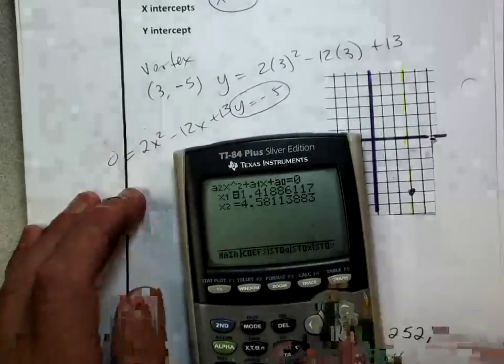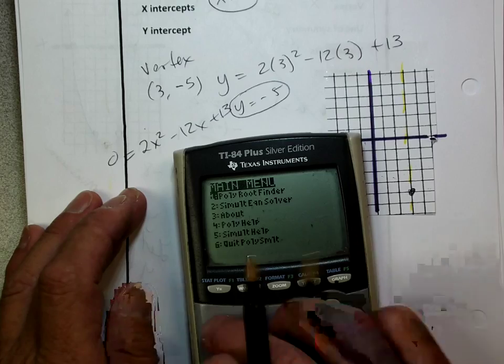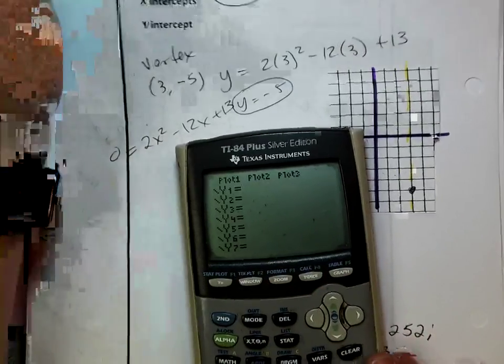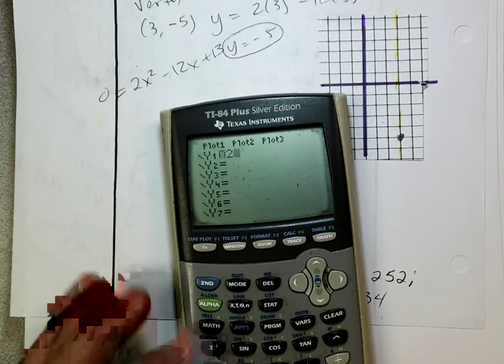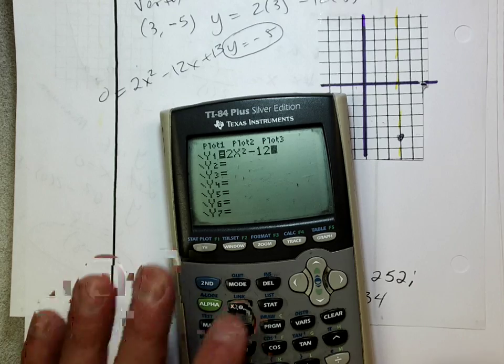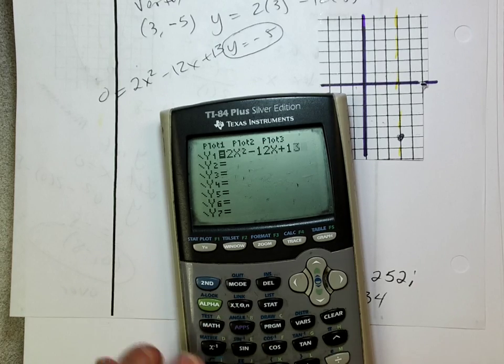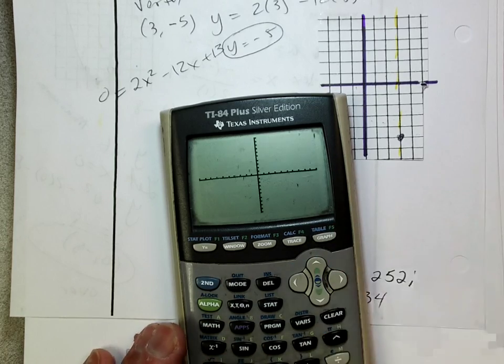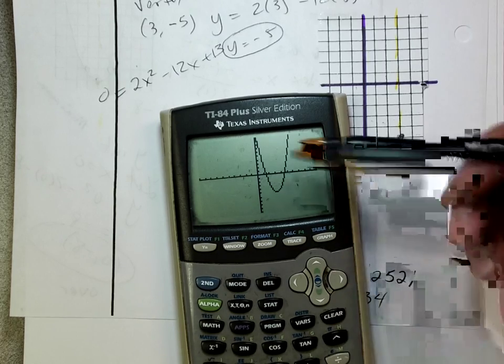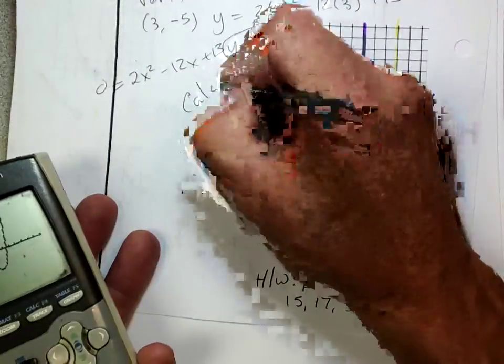So let's put it on the graph. Let's go straight to y equals. We can clear that. And I'm going to teach you something about zeros. So let's go ahead and do 2x squared minus 12x plus 13. I'm going to graph it. Now I've got on the website already finding zeros. So the zeros are here and here. We're going to go to calculate. We're going to look for zeros.